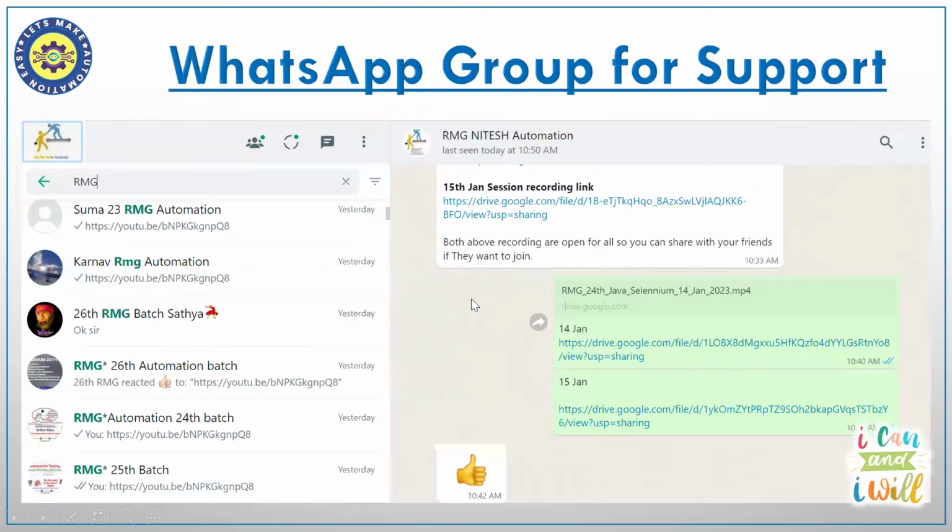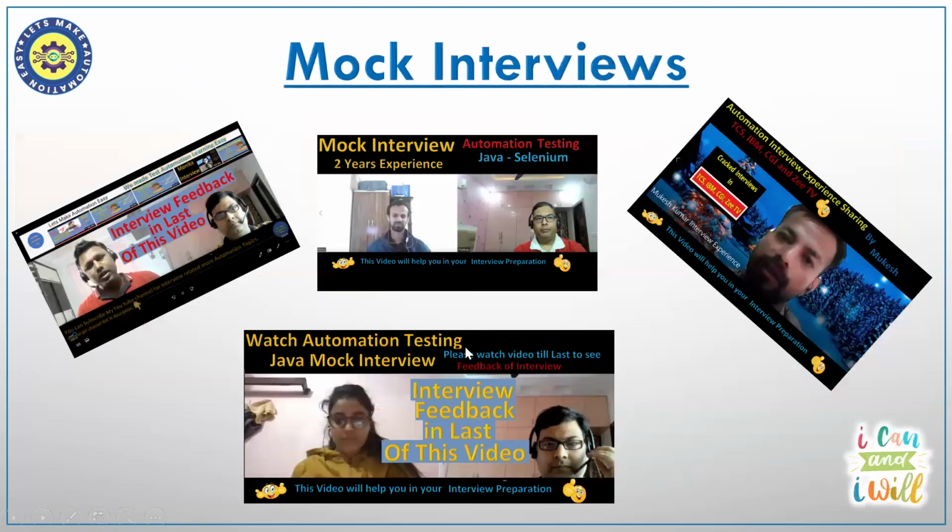Now we provide WhatsApp group support also. Whenever you join a batch, it can be a one-to-one batch, it can be a group batch, or it can be a corporate batch. In that case, there will be a WhatsApp group, and all the communication will be there. If you are going to prepare for the mock interview, we will share some mock interview videos that are taken by us, so you can practice on that.